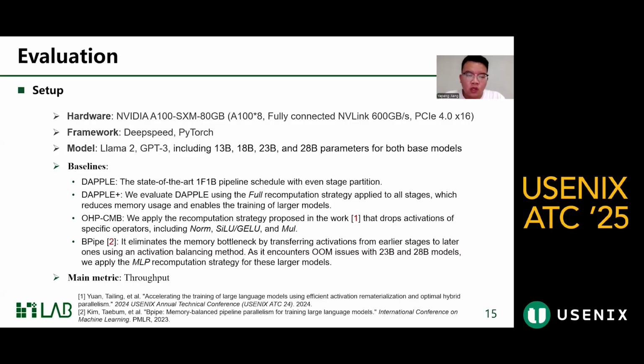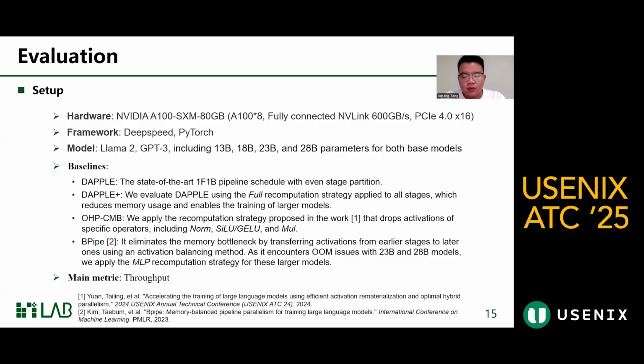The double plus means the full recomputation strategy is applied to all stages based on the 1F1B pipeline. And OHP-CMB. This work applies the recomputation strategies proposed in the first work that drops activations of specific operators, including norm activation and element multiplication. And the B-pipe eliminates the memory bottleneck by transferring activations from early stages to later ones using an activation balance method. And the fifth is our own Obscura pipeline.